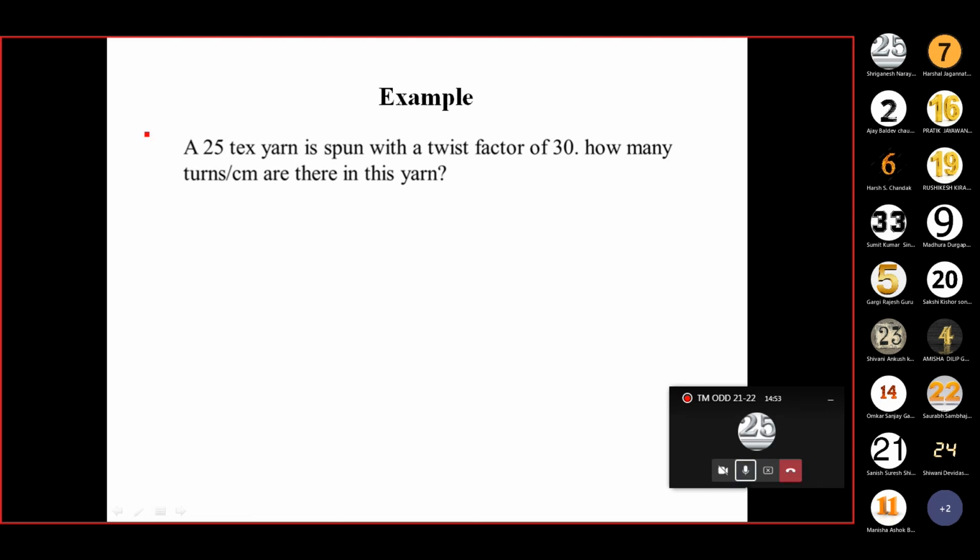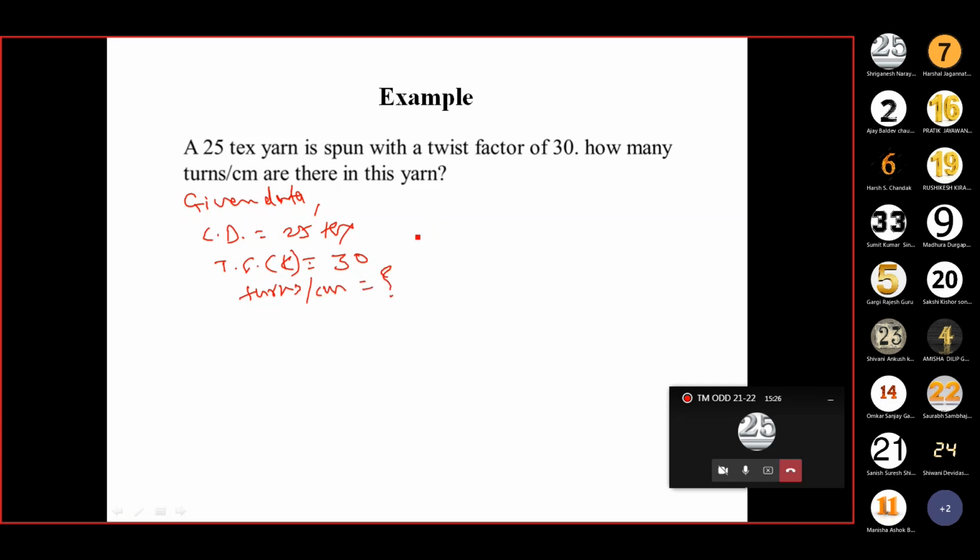What have they given here? What is the given data? Given data here. Linear density they have given, that is 25 tex, right? And twist factor. Twist factor means K they have given, 30. K they have given 30. And they ask for the turns per centimeter.